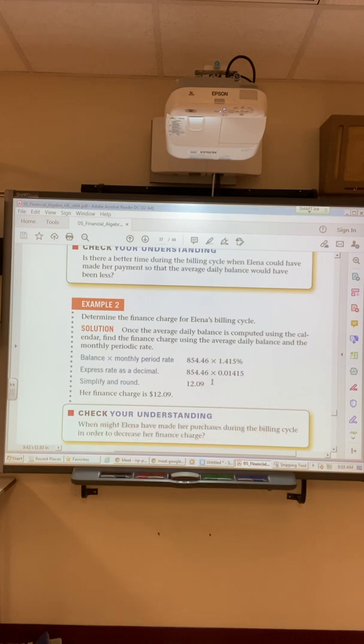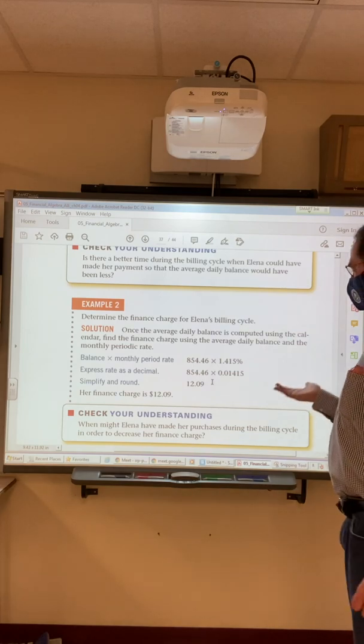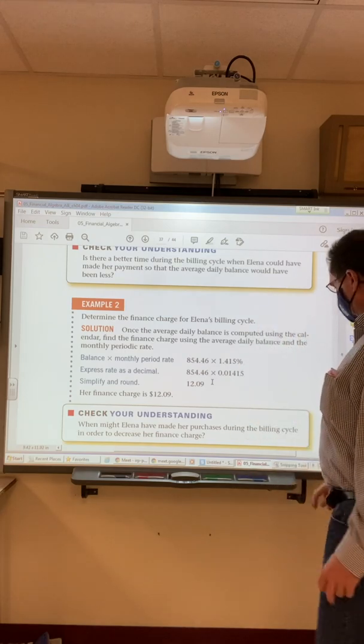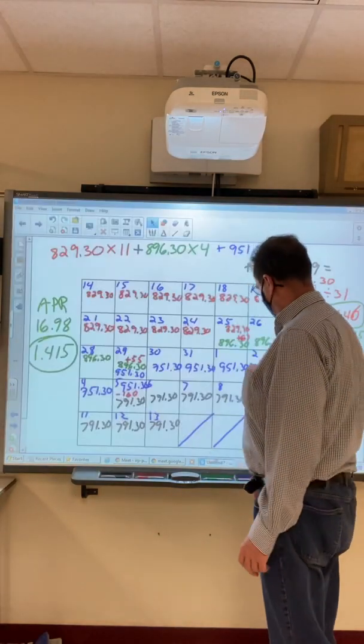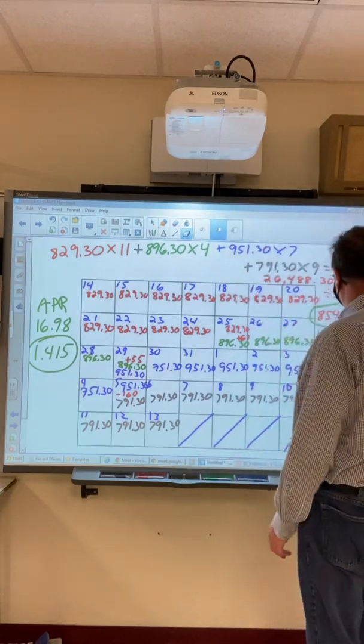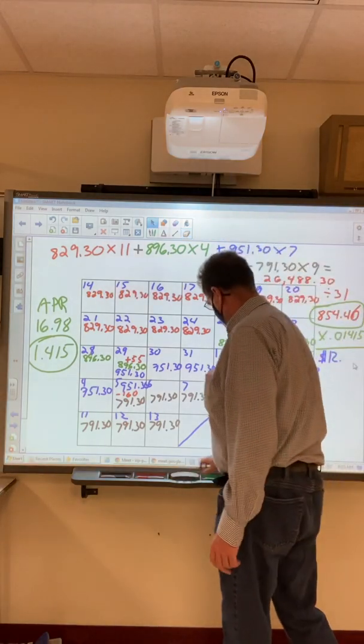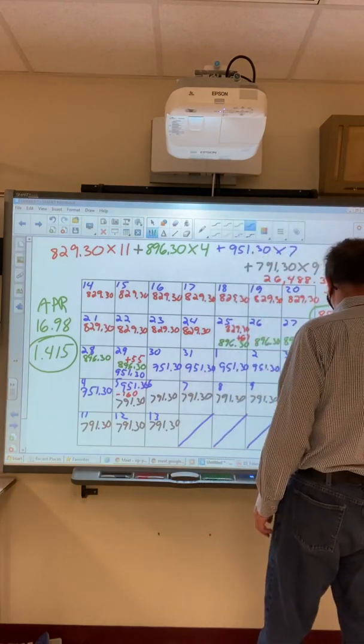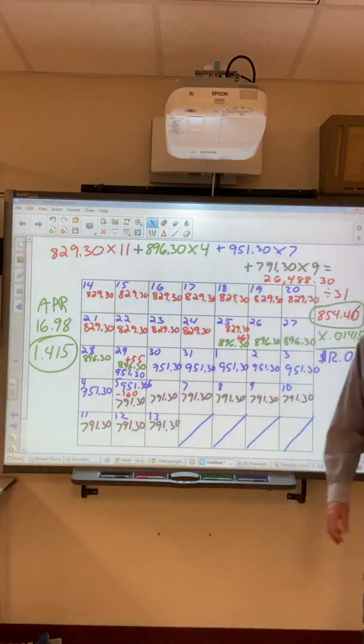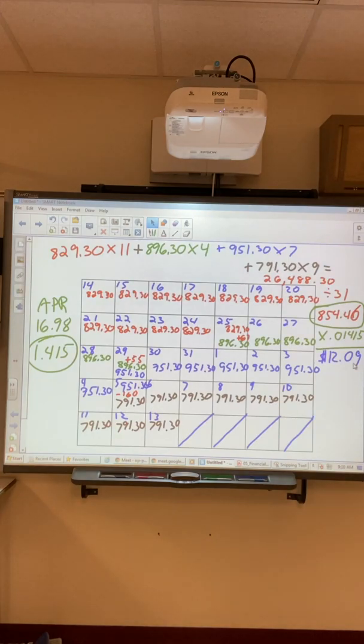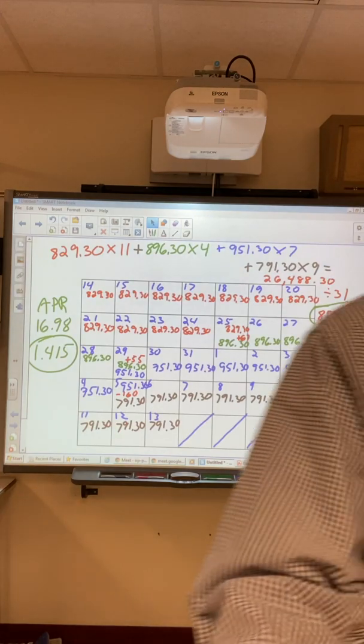Caitlin, why are you telling me $12.10? What did your calculator say? It said $12 and .09, so I just rounded it. Oh, so we had it right and you rounded it wrong. 0.09, why would you round it? Cents is 2 decimals. So we did it right. Caitlin just rounded it off for us. She wanted to pay an extra penny. All right, so we did it right. Okay? Let me stop that video.